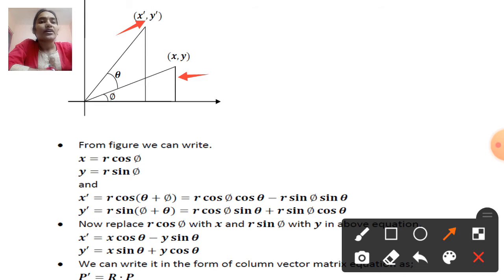Here you put your sin(a+b) formula. The sin(a+b) formula is sin a cos b + cos a sin b. So here y' = r cos φ sin θ + r sin φ cos θ. Okay.